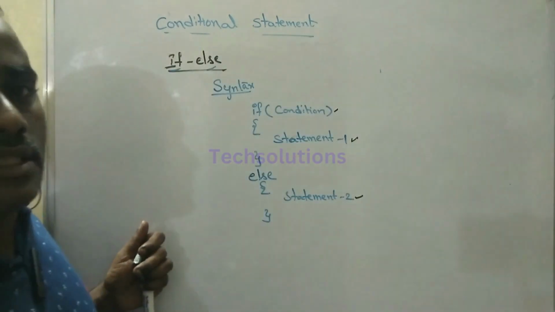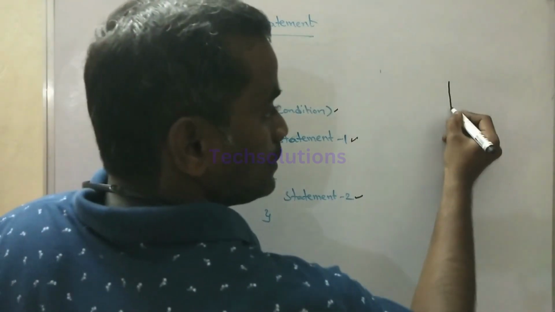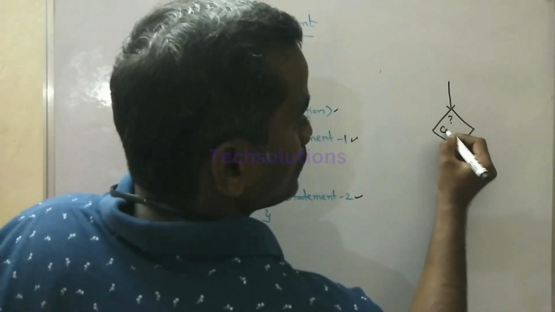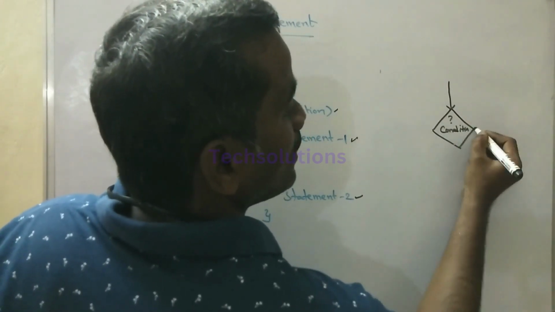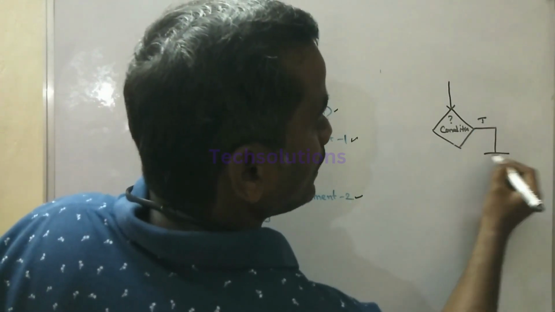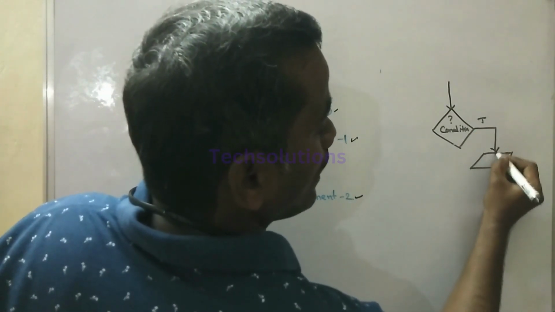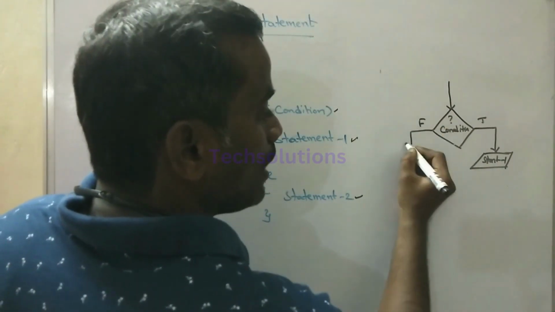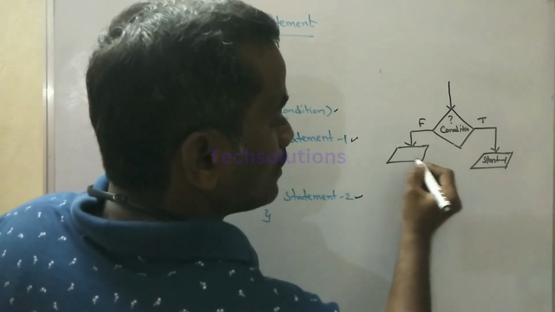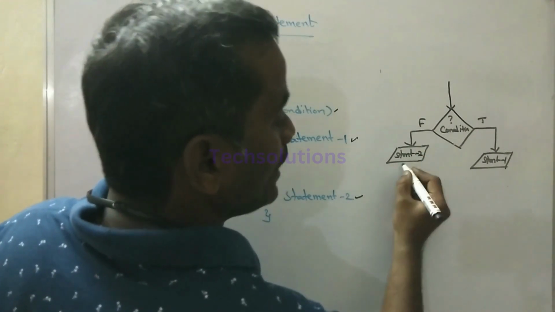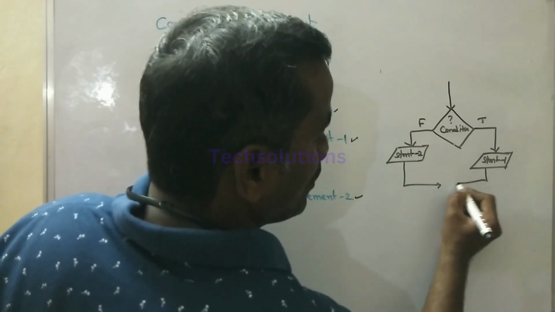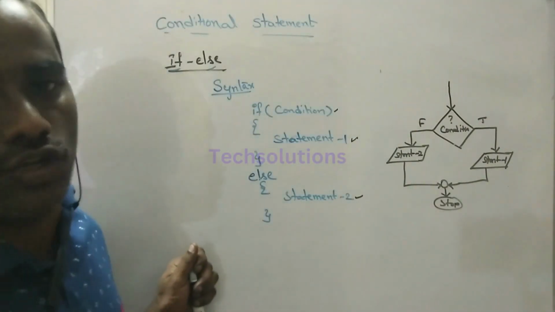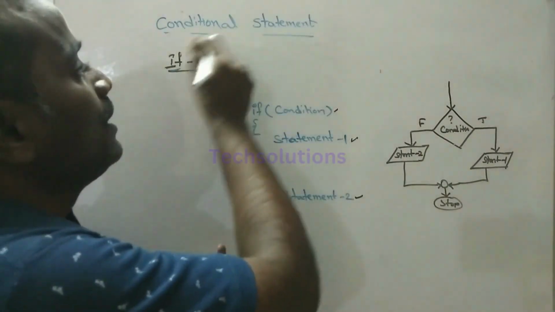Then we can see the flow chart. We put the condition. If it is true, I can execute some statement 1. If it is false, I can execute some statement 2. Any one statement will be executed, either statement 1 or statement 2. Finally it will stop. That is the flow chart for the if else.